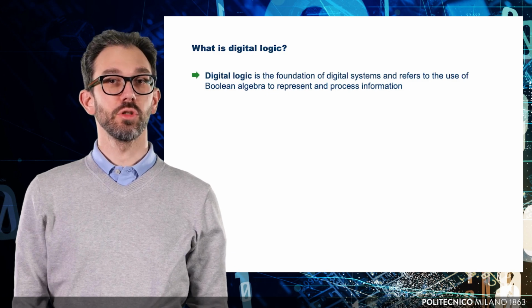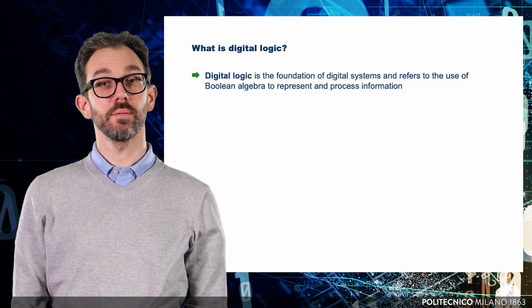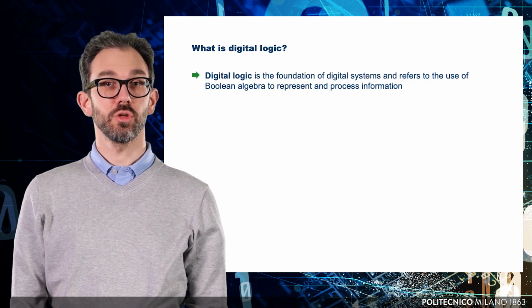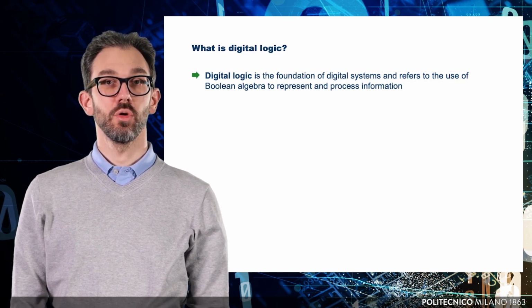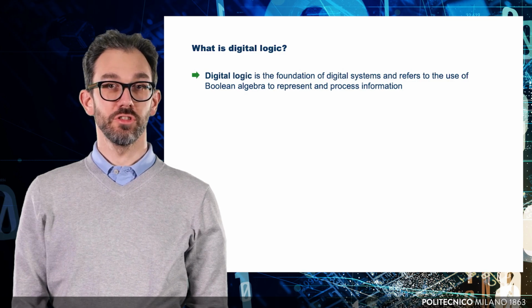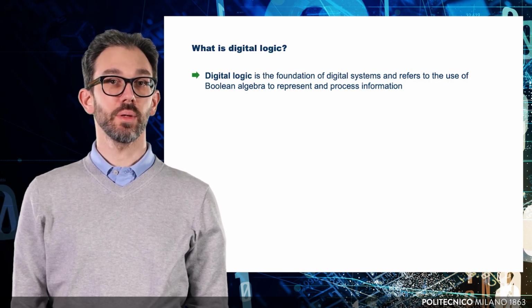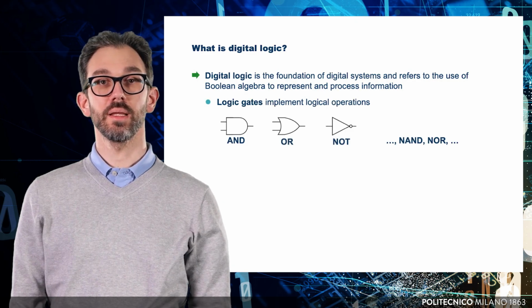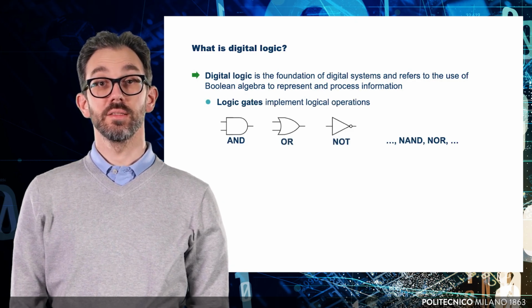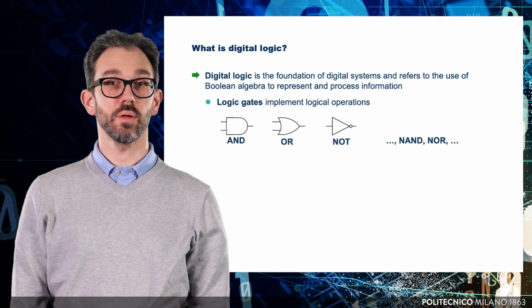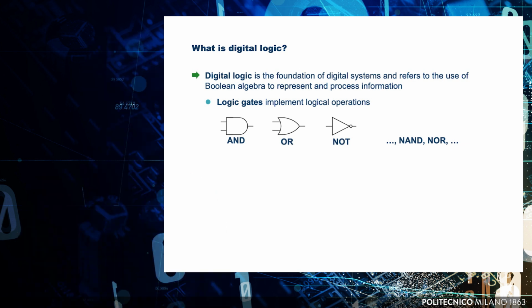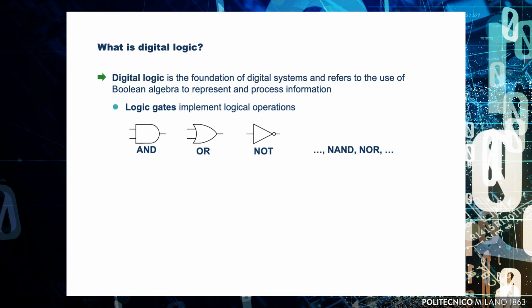Let's start this course series with a question related to its title. What is digital logic? Digital logic is the foundation of digital systems. It refers to the use of Boolean algebra to represent and process information. At the basis of a logic circuit are logic gates, such as AND, OR, NOT, and derived gates. Logic gates implement basic logical operations and process signals taking only two discrete values, 0 and 1.